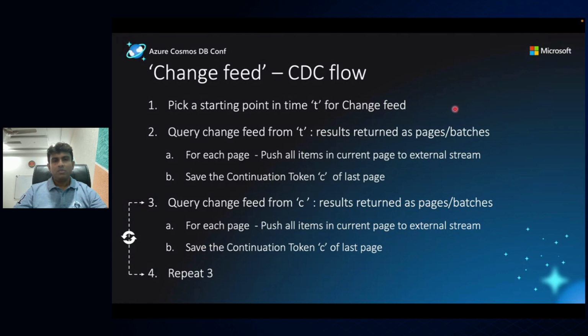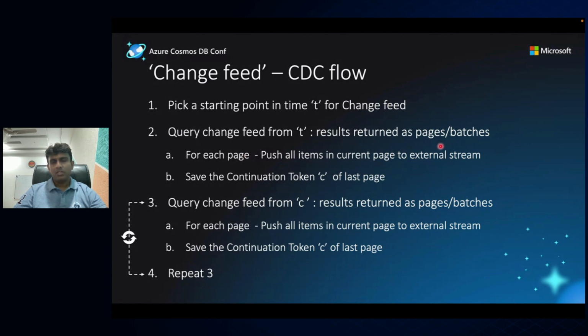Okay, with all this information, let's see how to implement a CDC flow. Here is a simple pseudocode on how a CDC could be implemented using change feed. So the first thing we need to do is pick a starting point in time for the change feed. As I was saying before, it could be the beginning or based on current time, or it could be some user-defined time. Once you identify where to start the change feed, you pass that to the change feed query, and the results will be returned as a collection of pages. And each page contains one or more changed items.